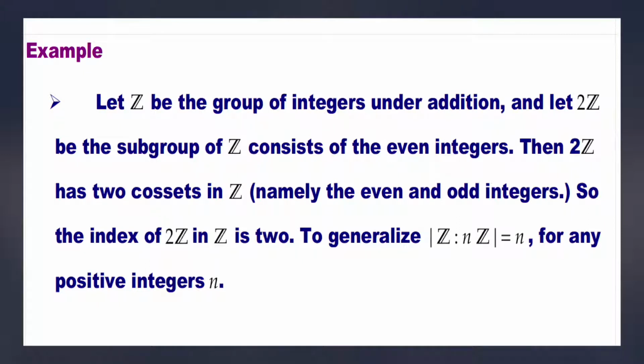Some examples of index of a subgroup. Let Z be the group of integers under addition and let 2Z be the subgroup of Z consisting of the even integers. Then 2Z has two cosets in Z, namely the even and odd integers. So the index of 2Z in Z is 2. To generalize, the index of nZ in Z is equal to n for any positive integer n.